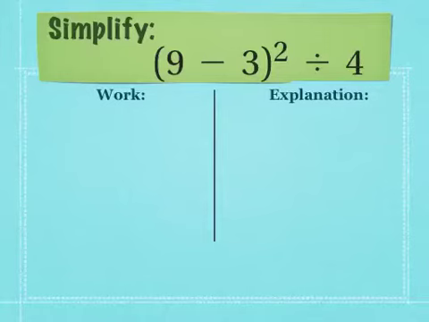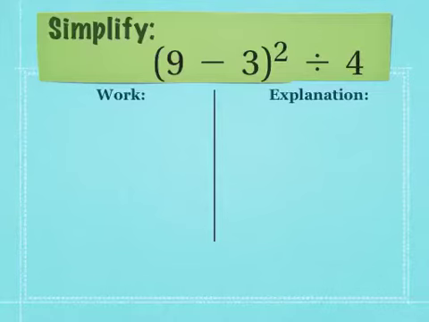I'm going to have you do 2-column explanations of these problems. If you look, it asks us to simplify, which means to solve. In parentheses, I have 9 minus 3, close parentheses, squared, divided by 4. When I'm asking you to do a 2-column explanation, I want you to show your work on the left side and explain to me in words on the right what you did.